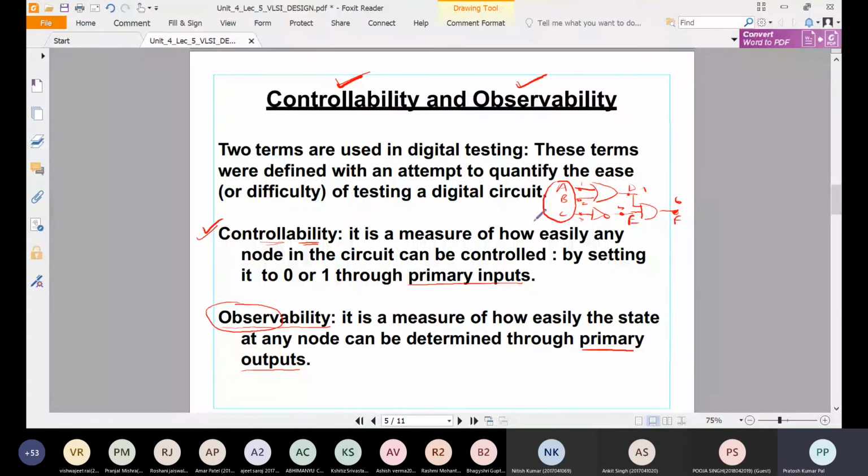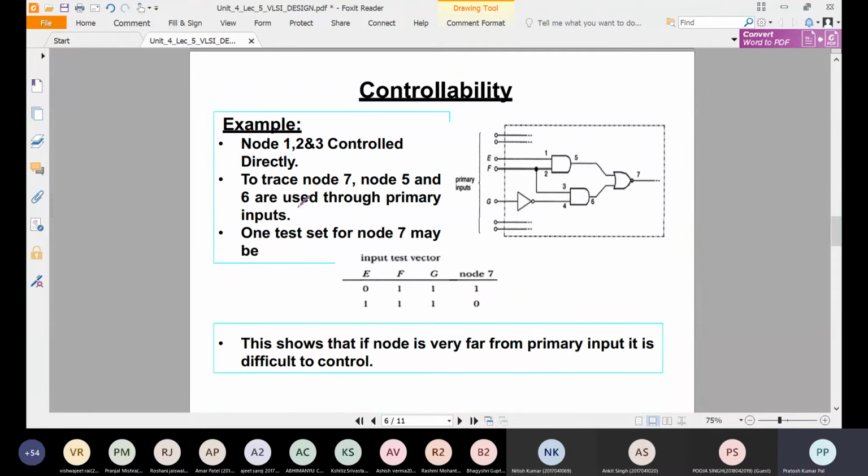If we are able to find what the value of D should be with respect to the output, suppose the output is 0, then if we are able to predict that when the output is 0, D should be what value, either 0 or 1, then we can say this circuit is observable. These are the terms we should be using in the next few slides.